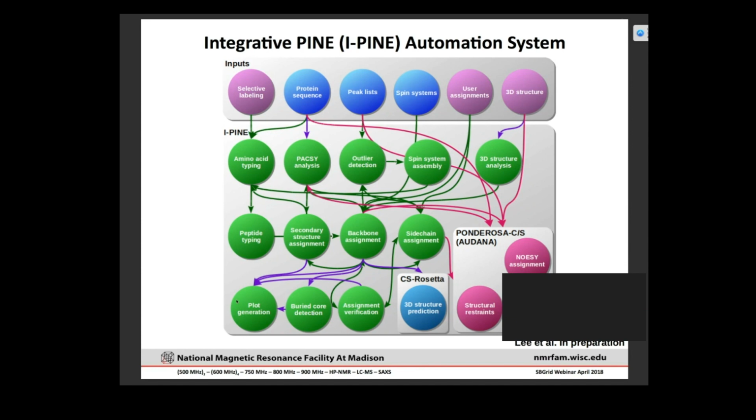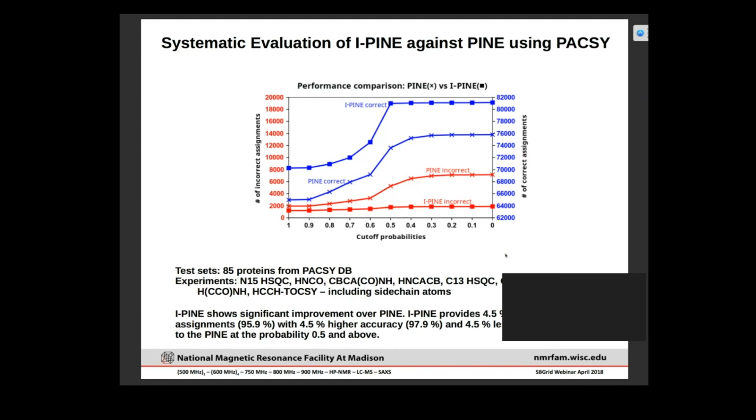And then they are all provided by the plot generation module, so you can see the plots informing you what residues are helices, what residues are buried in core, or what residues are robustly assigned, and so on. And also CS Rosetta and Ponderosa CS are all integrated in this iPine. So at the same time you run automated assignment, then you can get the 3D structures and structural restraints and noisy assignment too.